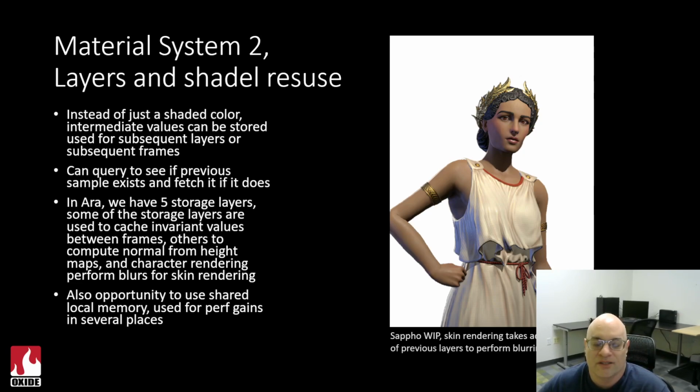So you can do Gaussian blurs on skin, which is really common, intrinsically. There's no special thing we have to do to implement it. It's just a property of our material system. You can compute normals dynamically from height maps, all this stuff. It's just a fallout of the way our system works.